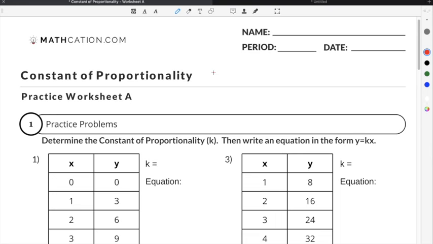This video is about how to find the constant of proportionality. You can get the worksheet used in this video for free by clicking on the link in the description below.